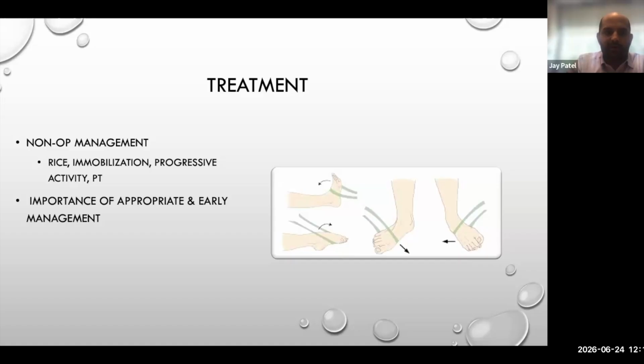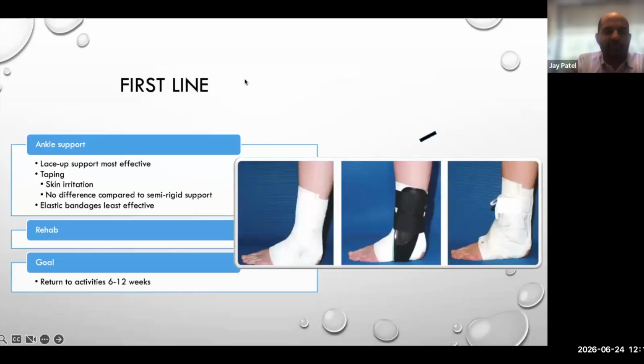Really important to have early appropriate management. People who do not get adequate early management are at risk of developing instability, and up to 40% of the patients without adequate rehab can develop chronic instability. So what's the first line of treatment for these patients? Usually ankle support. There's been a lot of literature.